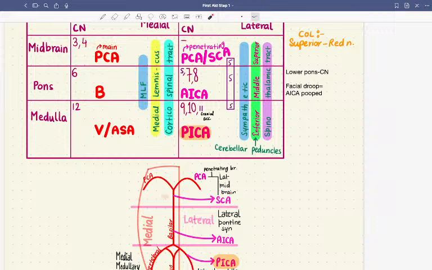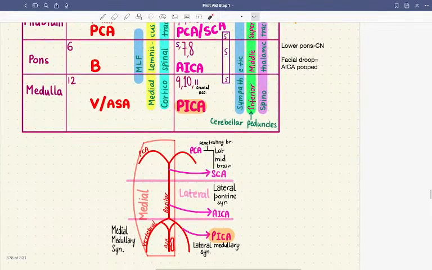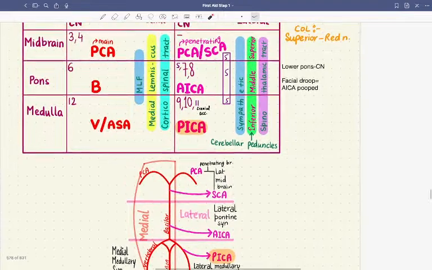Next, pons is the basilar artery. We have all seen the basilar artery going along the midsection of the pons, and finally the medial side of the medulla is going to be the vertebral artery and the anterior spinal artery, which basically comes from each vertebral artery, and then they join to form that anterior spinal artery.